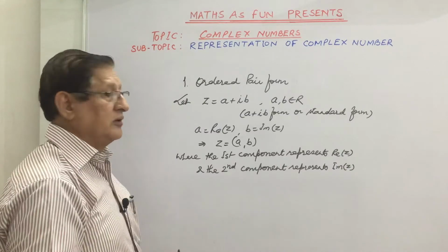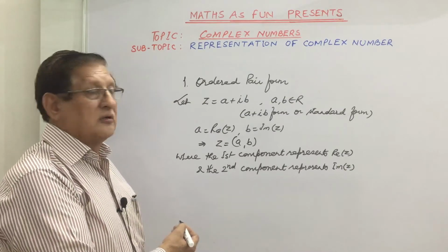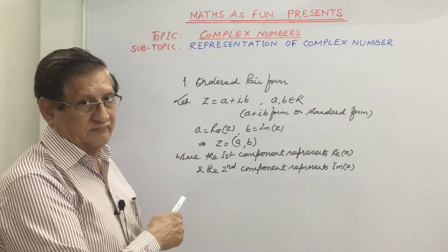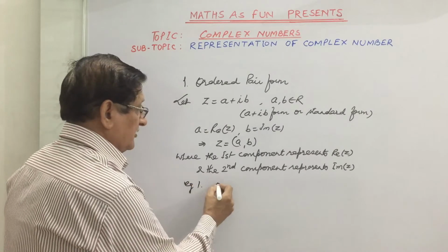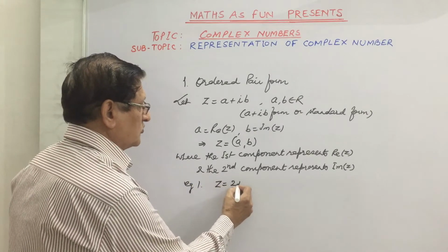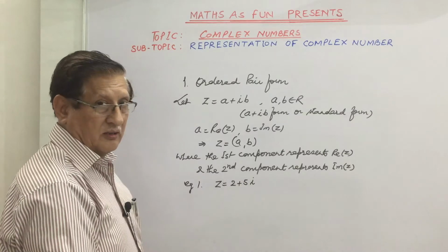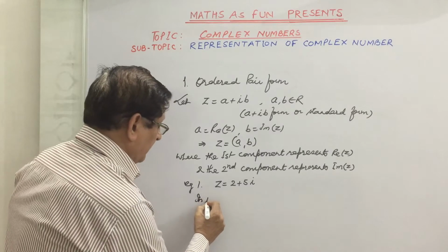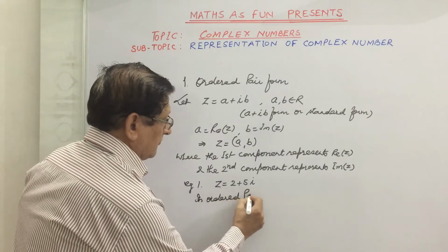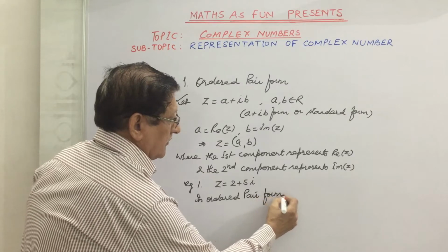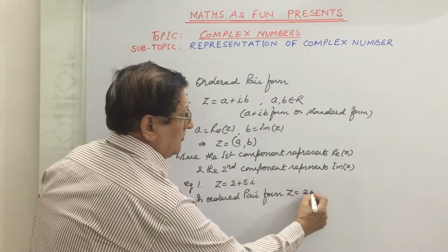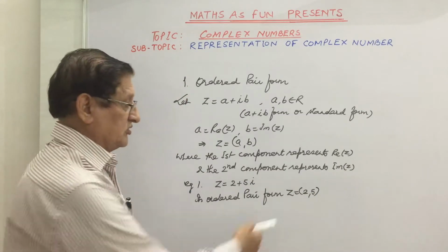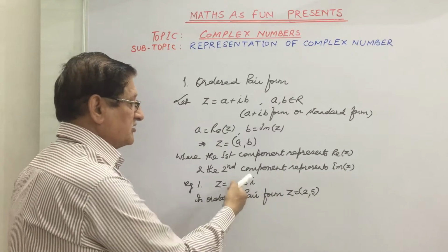Let's take an example how to convert a plus iota b form into ordered pair form and vice versa. The first example we have, suppose we have a complex number Z is equal to 2 plus 5 iota. The real part is 2, imaginary part is 5. In ordered pair form, we can write Z as 2 comma 5. 2 is the real part, 5 is the imaginary part of Z.